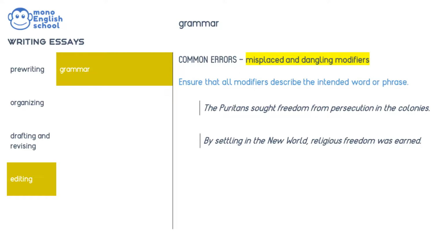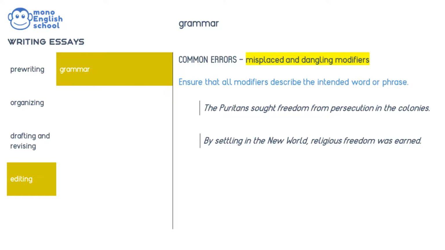The second example, "by settling in the New World, religious freedom was earned," contains a dangling modifier. The opening phrase, "by settling in the New World," has nothing to logically modify, as no person or group is indicated in the clause. This raises the question, who did the settling?